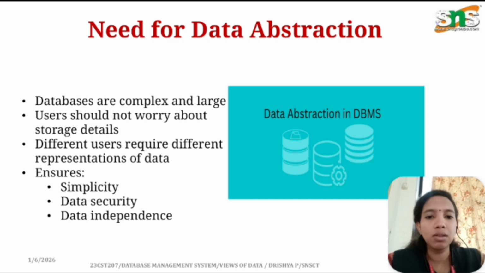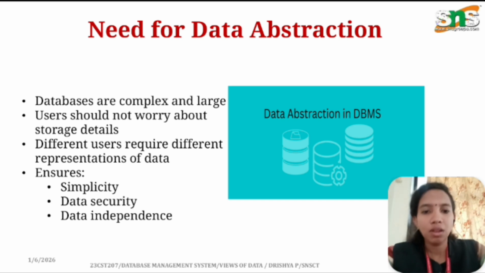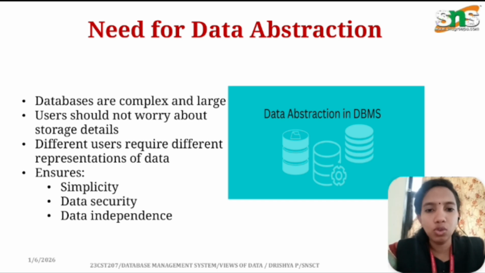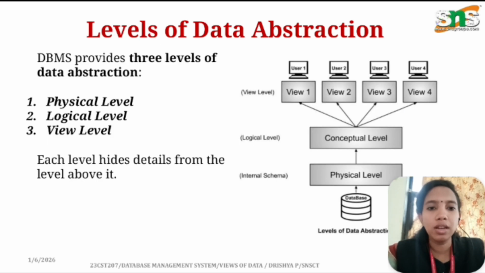Then, the need of data abstraction. Databases are complex and large. Users should not worry about storage details. Different users require different representations of data, to ensure simplicity, data security and data independence. There are three levels of data abstraction: physical level, logical level, and the view level.